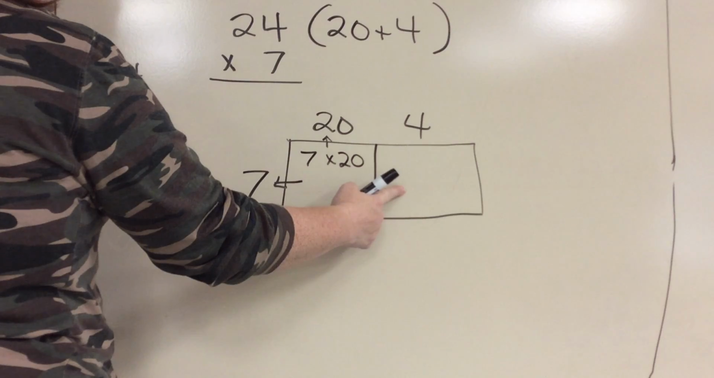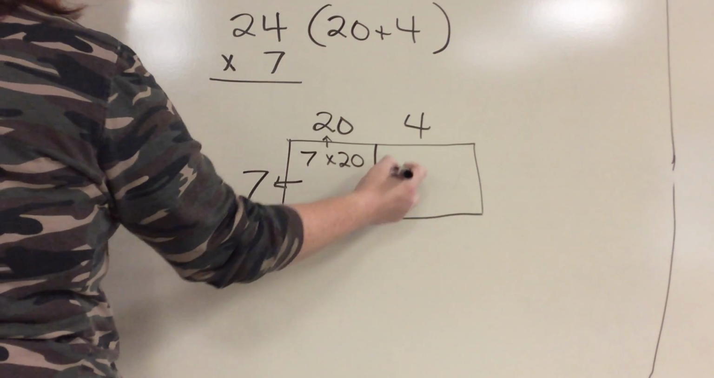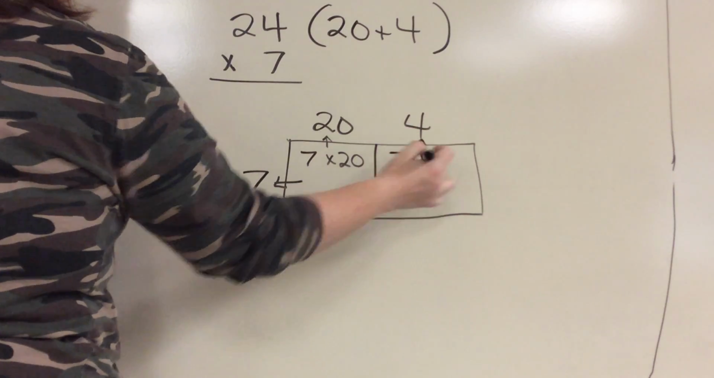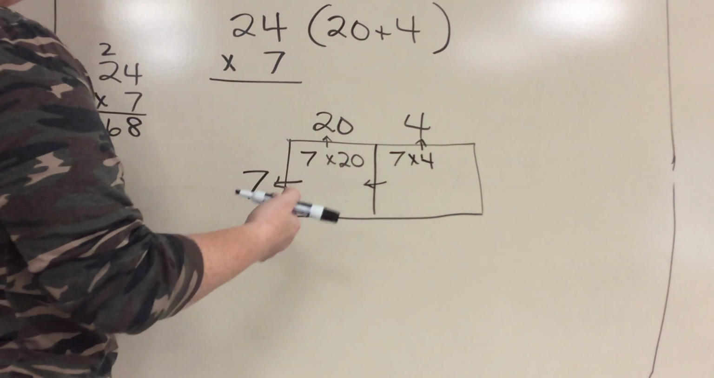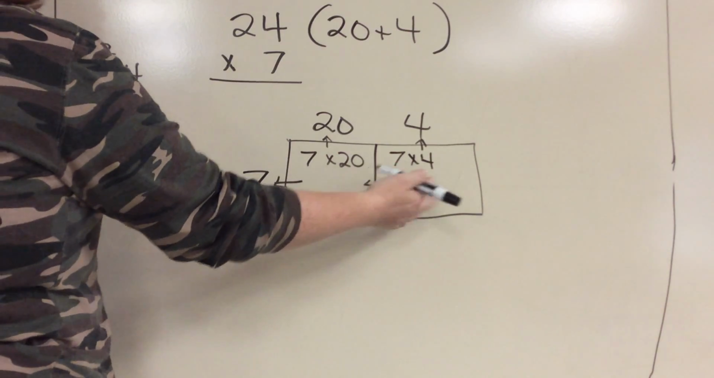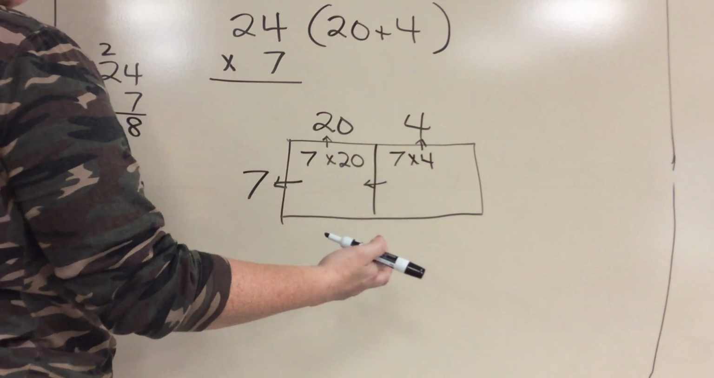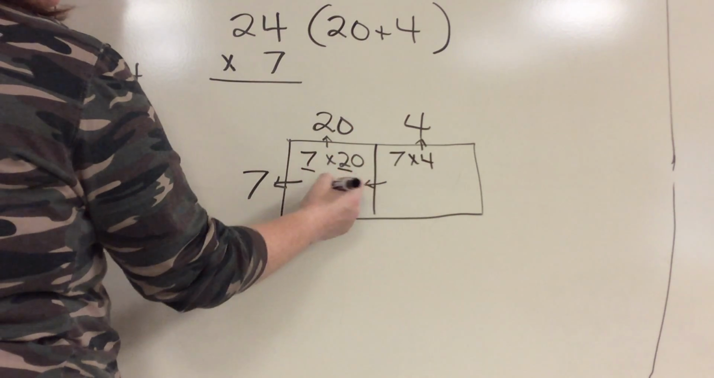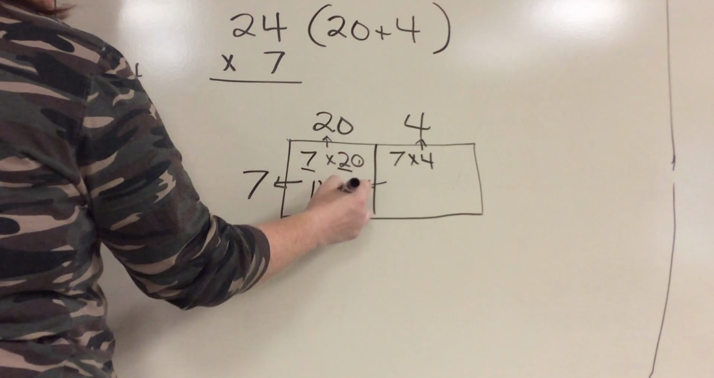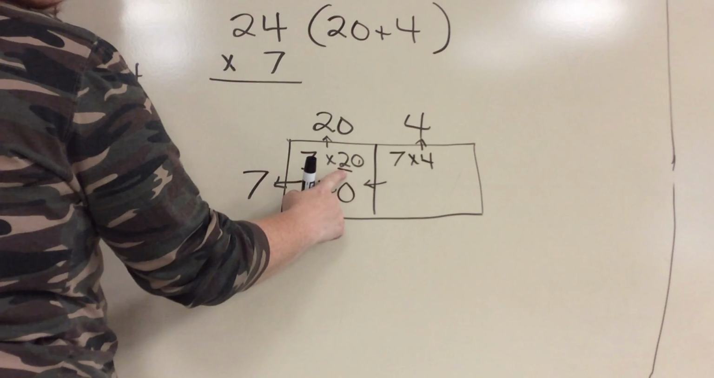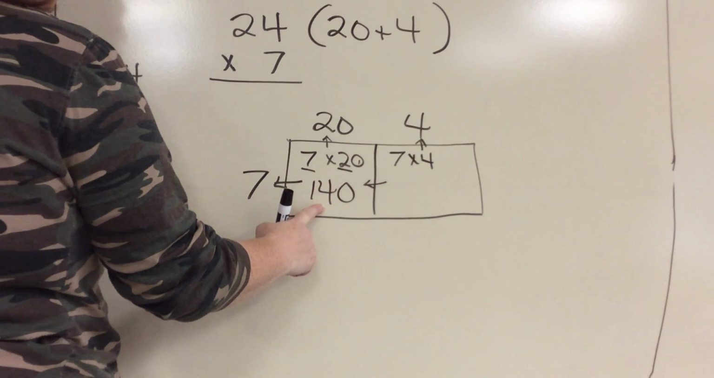For this column right here, you're going to multiply what's beside the box, 7, times what's on top of the box, 4. So the distributive property says that you can break a number apart to multiply it and then add it at the end to put it back together. So we're going to multiply our parts. 7 times 2 is 14, and we add on a 0. So 7 times 20 is 140.